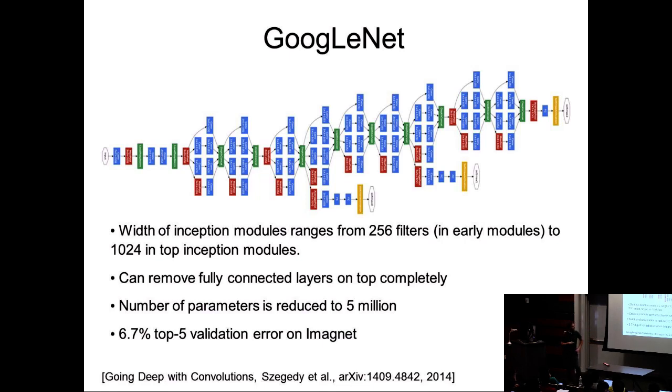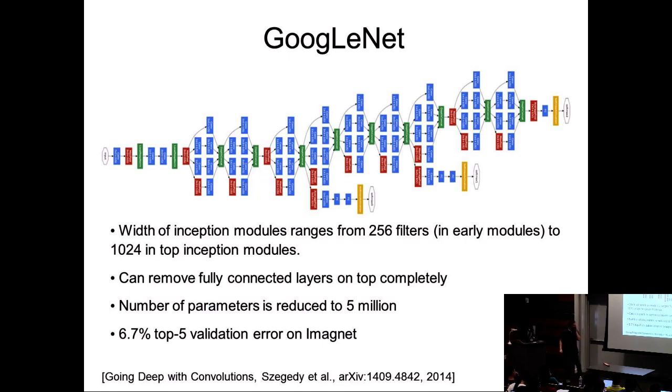The other thing they showed is that you can remove the fully connected layers on top completely, so everything is convolutional. That's interesting because fully connected layers are what eat up a lot of parameters. If you remove them, the number of parameters in this model was reduced dramatically. You go from 60 million in the original AlexNet to about 5 million parameters in this model. It's a huge reduction in tunable parameters.